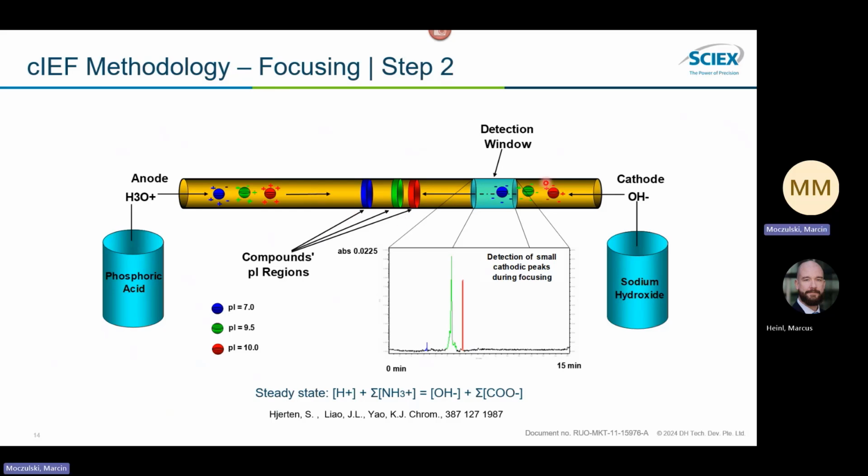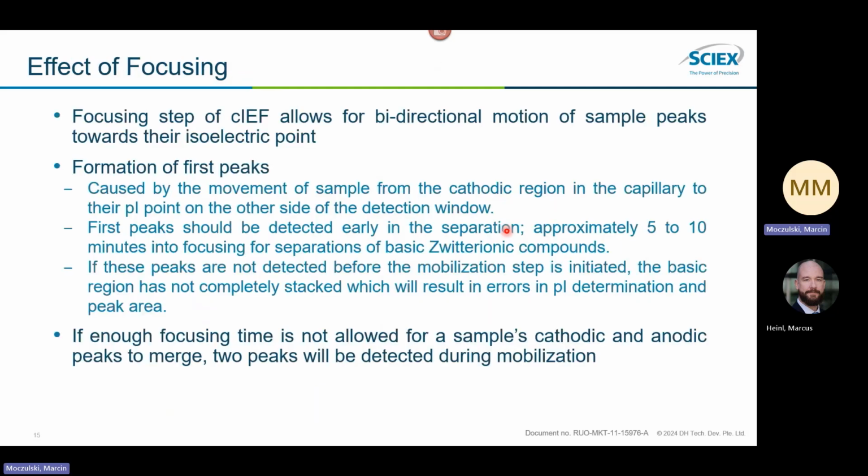During focusing, what happens with part of the ions coming from the cathodic part is that when they pass through the detection window, which is permanently active, we can observe the signal as small peaks, which are called cathodic peaks because they come from the cathodic side. If we meet these peaks, that means this part of the capillary wasn't well protected by cathodic stabilizers. More information you can find on this slide.